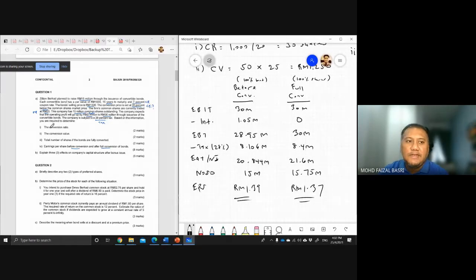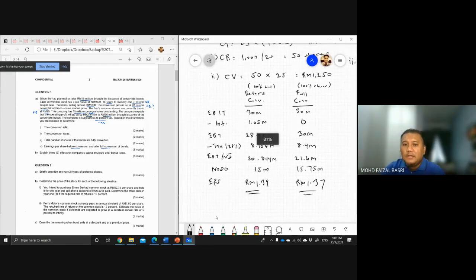All right, so this is the answer for June 2019. Earlier we already discussed December 2019. Now it's the answer for June 2019, for all 1, 2, 3, and 4. Okay, question 1A, 1, 2, 3, and 4. So I think that's about it for today, and the end of the convertible bond topic as well.